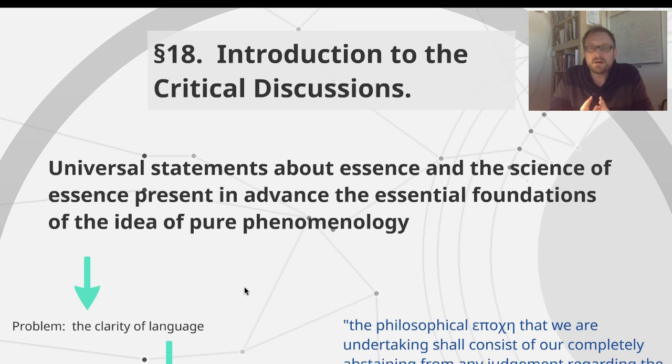Now, in the first two chapters of Husserl's work, he doesn't really do phenomenology so much as lay out some of the conceptual groundwork. In many ways, I think of Husserl here as doing preparatory work. But it's important that when we make universal statements about essence, when I say, for instance, that all triangles have three sides, that's a universal statement about essence. And the science of essence is about understanding the universal correlates of these essences. In advance, this question of making universal claims about our ideas gives us a window into understanding what phenomenology is interested in and what some of the essential foundations are.